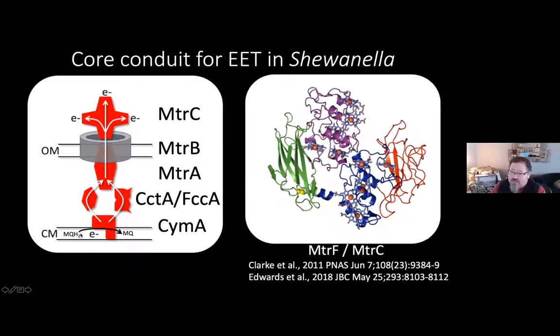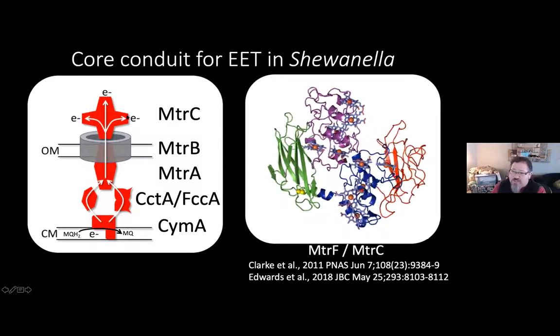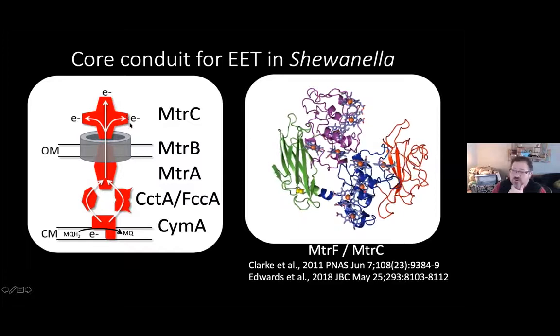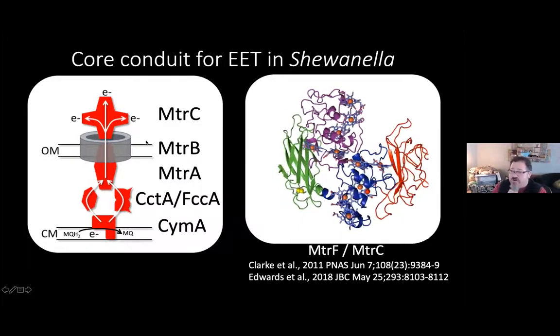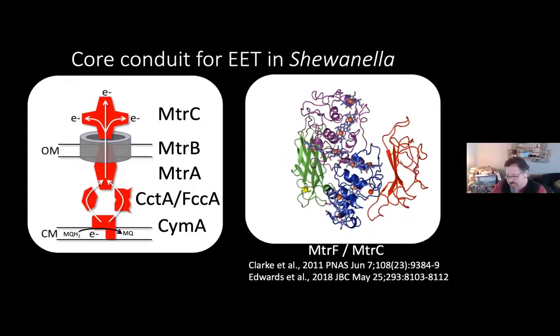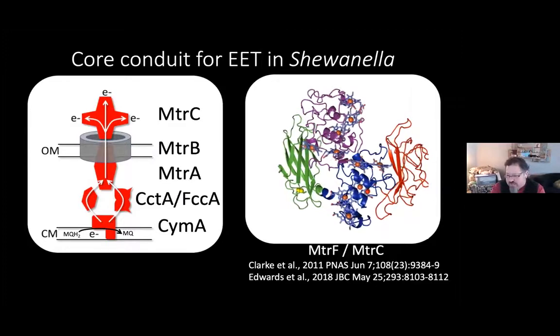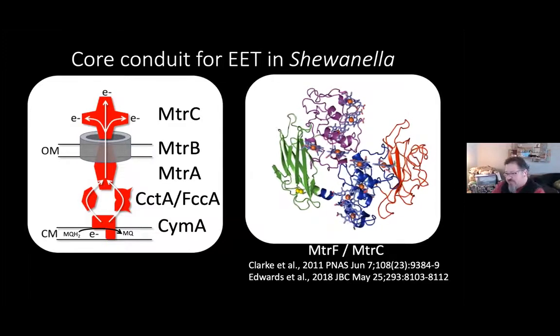And in order to get electrons out from the quinone pool in this membrane all the way to the outside of the cell requires all these proteins in red and this protein in gray here too. So the red proteins are all multi-heme cytochromes, and the heme groups within those proteins are basically the electron carrying cofactors in the system.